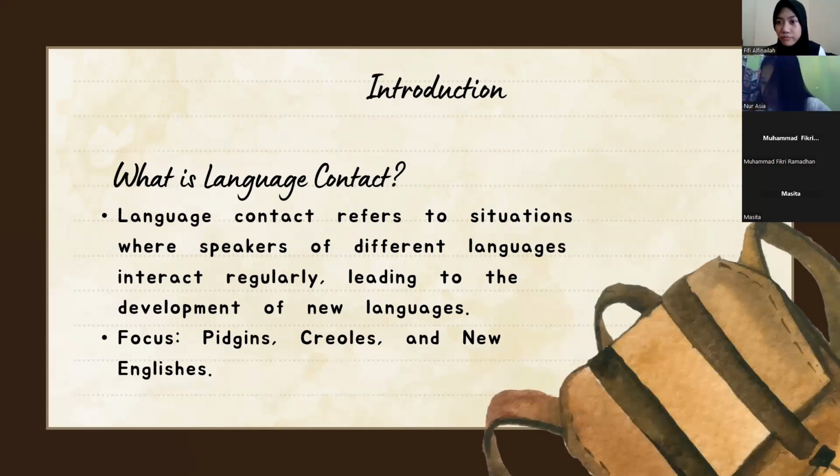Okay, thank you for the opportunity. So I will explain the material about what language contact is. Language contact happens when people who speak different languages have to communicate with each other. Over time, these interactions can give rise to new languages. These languages often blend elements from all the languages involved, creating something entirely new.